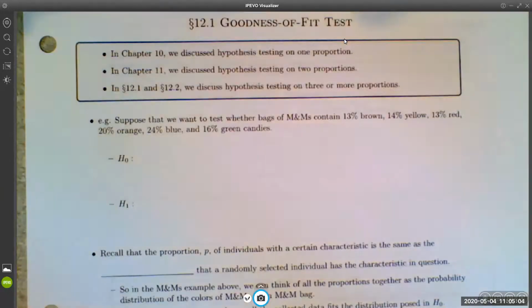Okay, so let's talk about 12.1. You might hear my kids singing and carrying on in the background, but anyway, chapter 12.